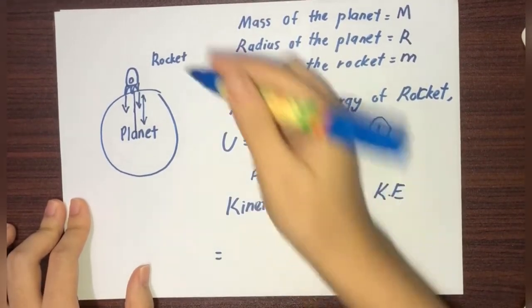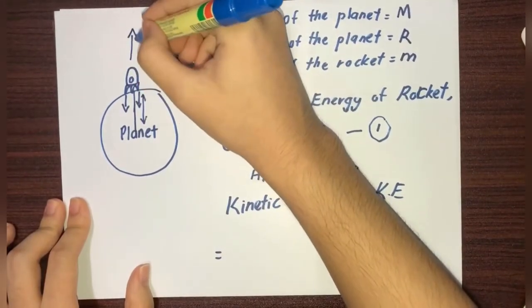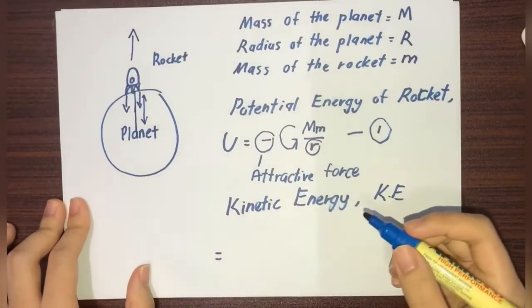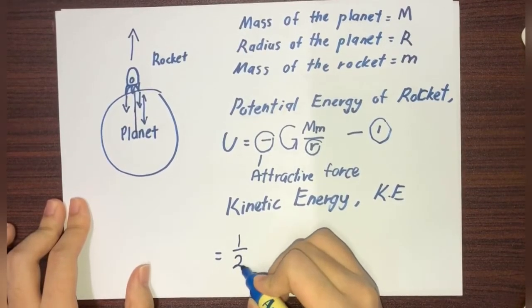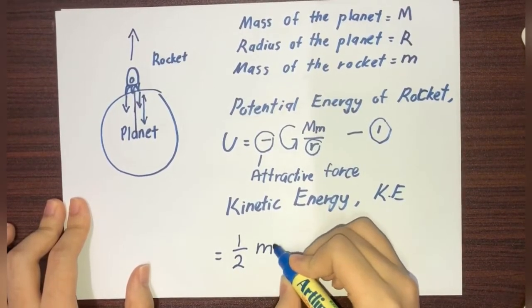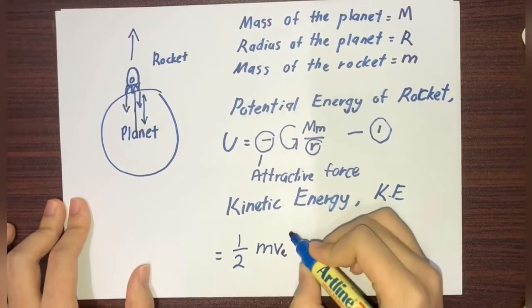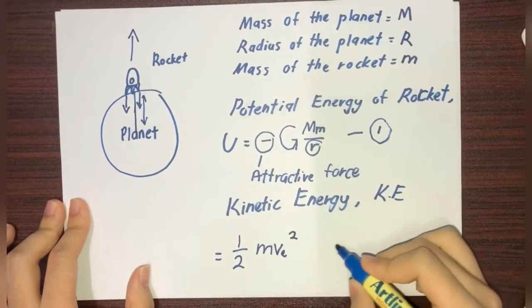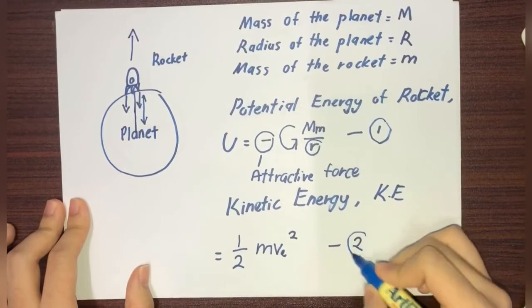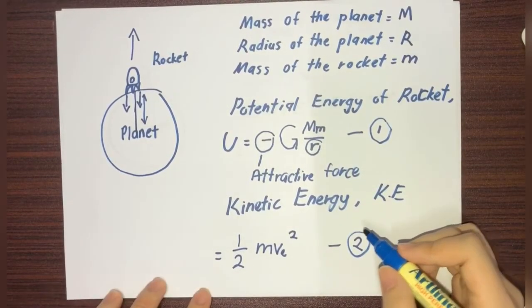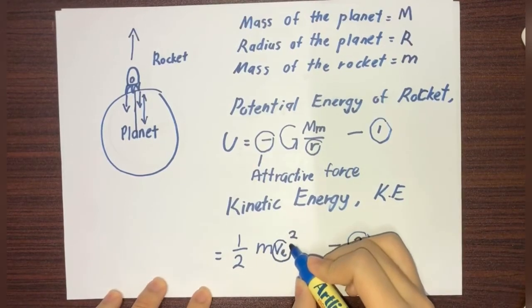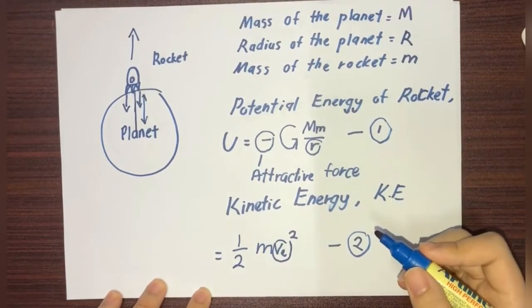At the time of the rocket launch, the kinetic energy of the rocket is equal to half m v squared. Let's call this equation 2. This v_e here is what we are looking for, which is escape velocity.